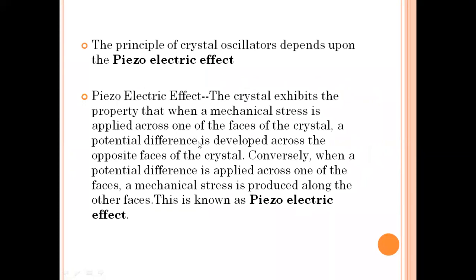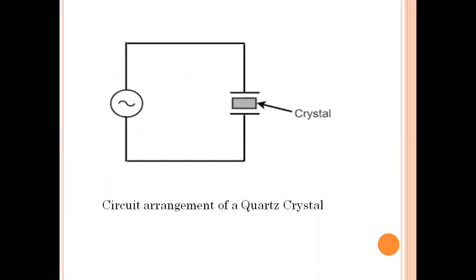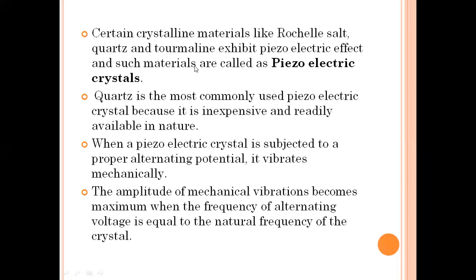The crystal exhibits the piezoelectric effect. What is the piezoelectric effect? When we apply some mechanical stress, it generates a voltage or potential difference. When we apply a voltage or potential difference, it generates mechanical stress, that is, it vibrates, and when it vibrates, some voltage is generated. This is the circuit arrangement, and we have three types of crystal materials. Out of these three, we use quartz crystal because it is inexpensive and readily available.